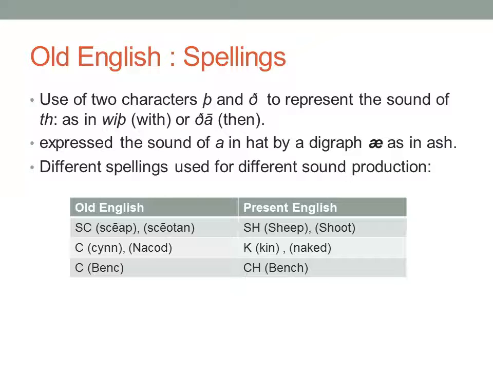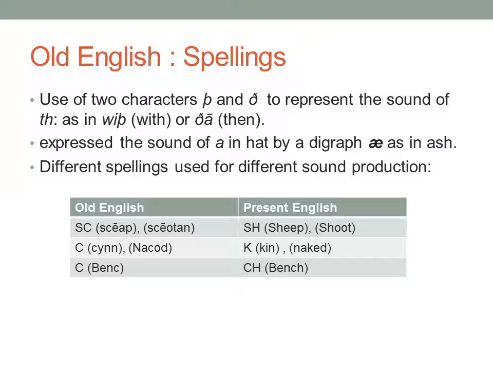So you see that these two characters are no more in vogue in our present day English, because they were different characters which were giving different kinds of pronunciation. Like with and when were the two kinds of sounds that were represented by the characters mentioned here.